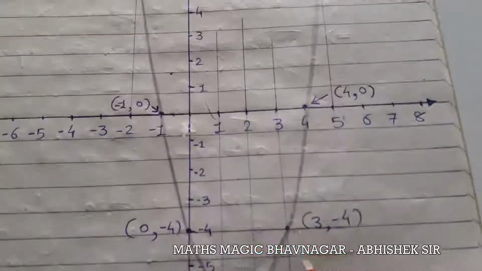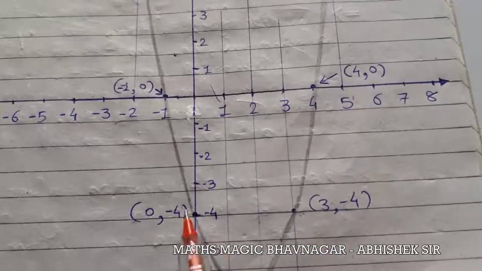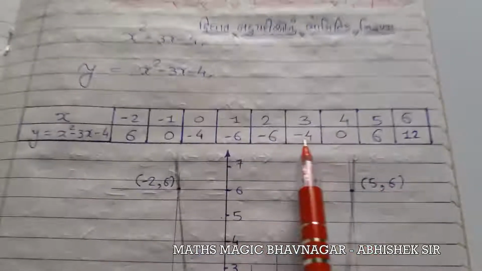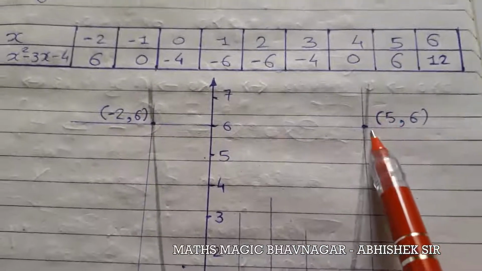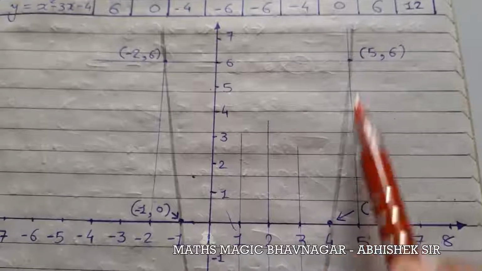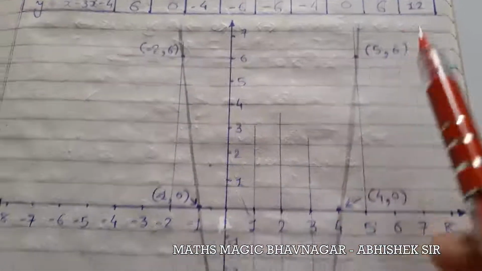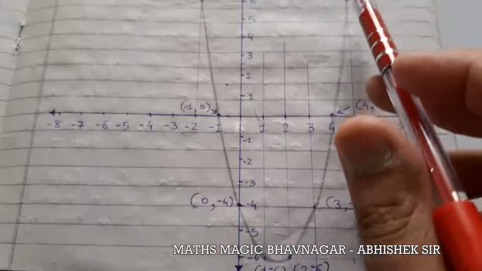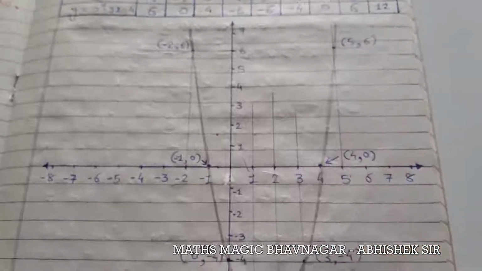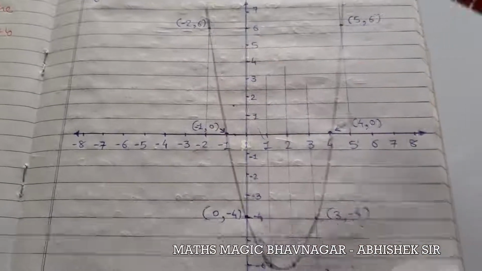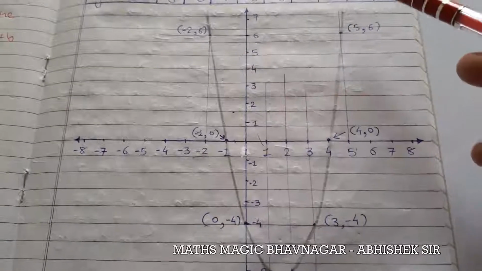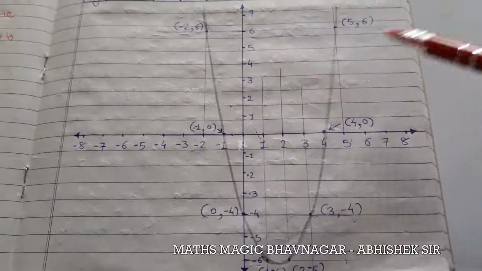3 comma minus 4, x-axis 3, y-axis minus 4. Then the next coordinates, 4 comma 0 and 5 comma 6: x-axis 4 and y-axis 0, then 5 comma 6, x-axis 5 and y-axis 6. So when we join the points, we are getting one parabola. This parabola is open and it is pointing in the upward direction.